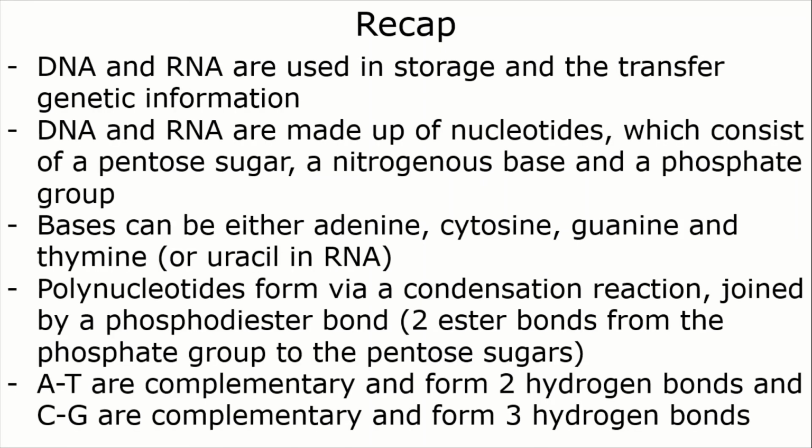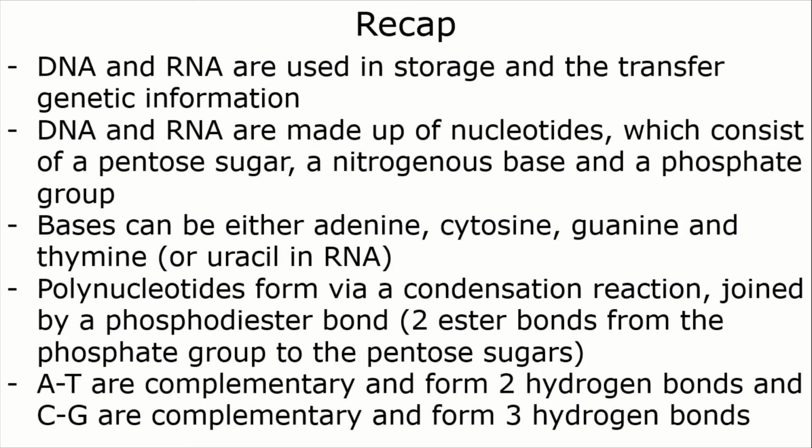So let's recap what we've covered today. We've learnt that DNA and RNA are used in the storage and transfer of genetic information. They are made up of nucleotides, which consist of a pentose sugar, so deoxyribose sugar in DNA or ribose sugar in RNA, a nitrogenous base, so in DNA that's adenine, guanine, cytosine and thymine, and in RNA that's adenine, cytosine, guanine and uracil, and they also contain phosphate groups.